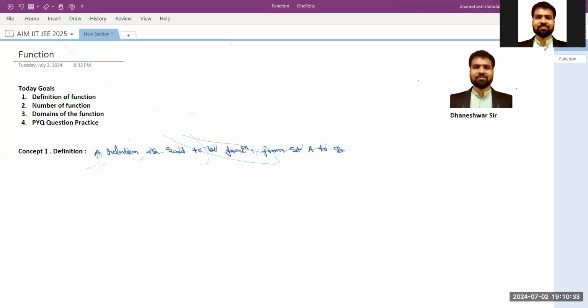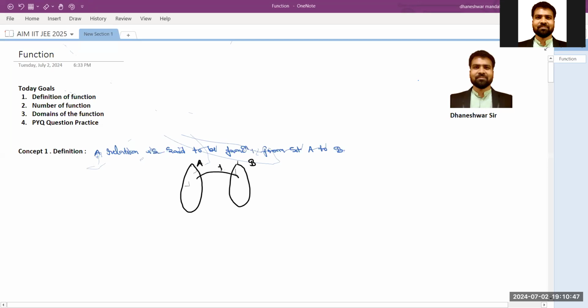So a relation is said to be a function from set A to B if we have any set A and any set B. Okay. So what is the definition from relation to function? If a function is defined from set A to B, and we have some elements in set A like x1, x2, x3, and similarly some elements in set B, y1, y2, y3, what is the definition? Every element of set A has at least one image in set B.